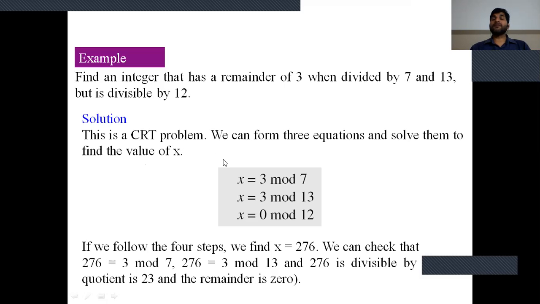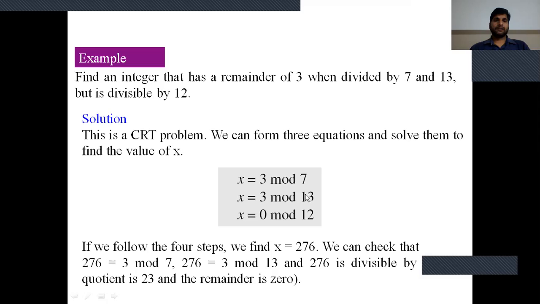In the CRT problem, we can form three equations and solve them to find the value of x. First, x equal to 3 mod 7. Next, x equal to 3 mod 13. Next, x equal to 0 mod 12, because it is divisible by 12. The remainder is 3 for the first two, but for 12 it is divisible, so 0 mod 12.